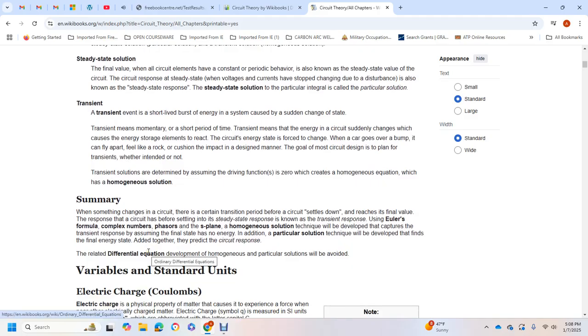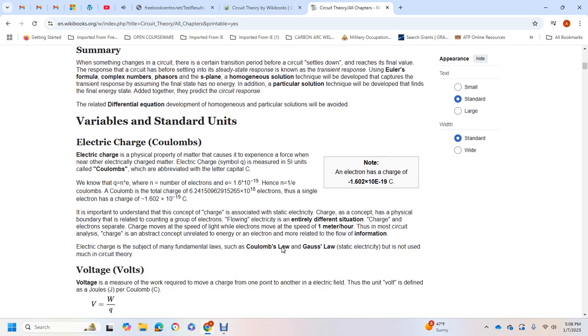Summary: when something changes in the circuit, there is a certain transition period before the circuit settles down and reaches a final value. The response the circuit has before settling to a steady state response is known as the transient response. Using Euler's formula, complex numbers, phasors, and S-planes, homogeneous solution techniques will be developed to capture the transient response, assuming the final state has no energy. In addition, particular solution techniques will be developed that find the final energy state, adding together to predict the circuit response. The related differential equation development of homogeneous and particular solutions will be avoided.